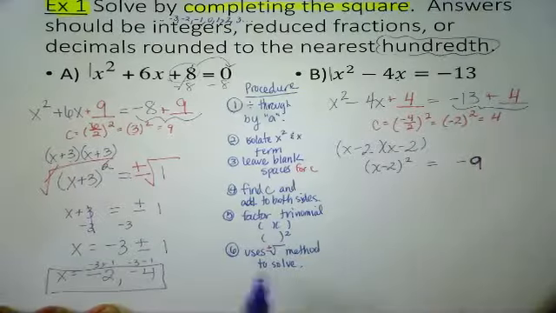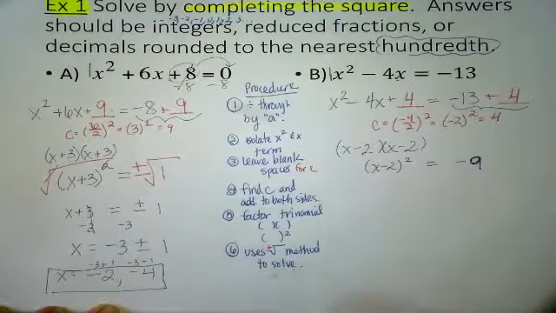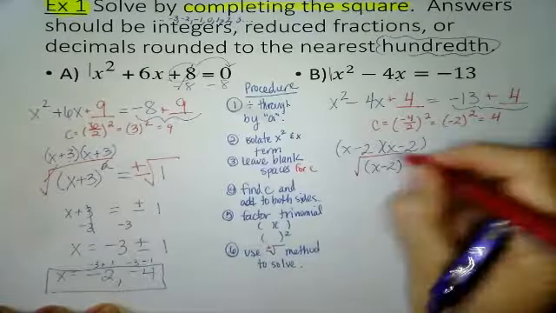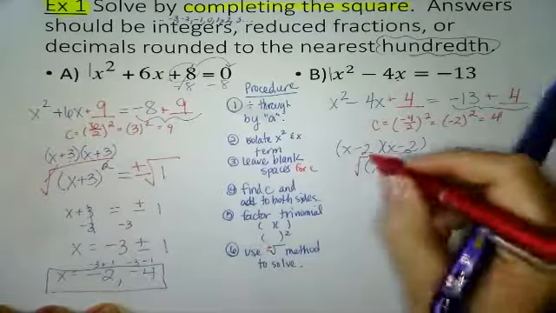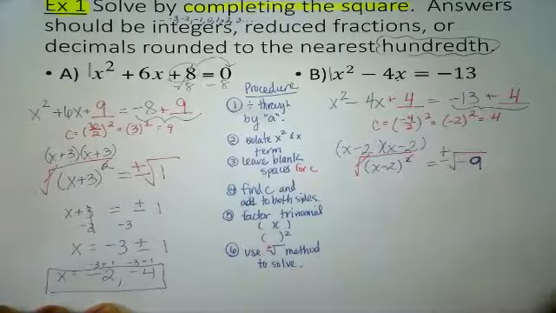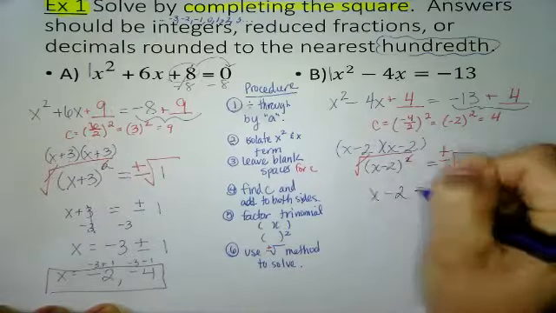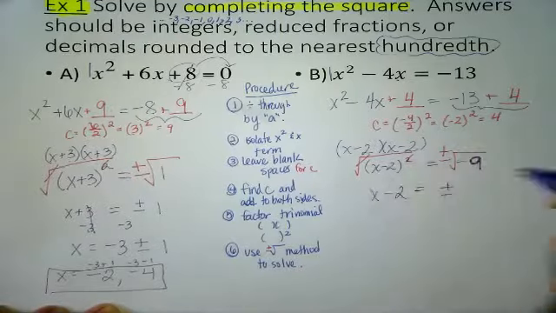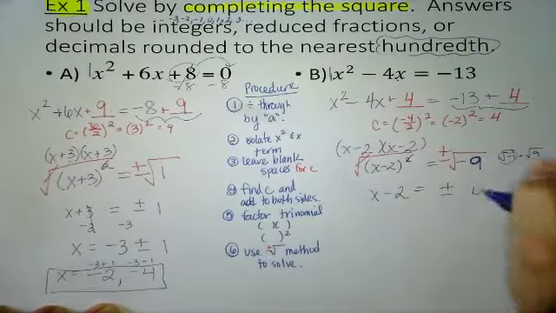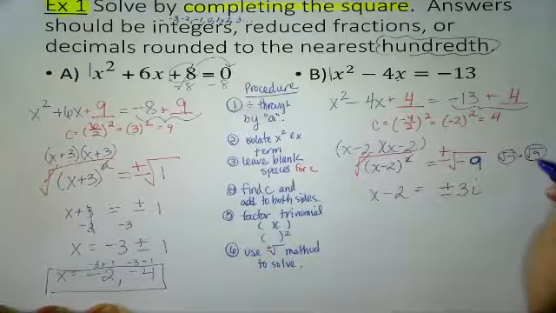Okay. Last thing, use the square root method to solve. So I'm going to go ahead now and take a square root of both sides. The square root and the square cancel out. Don't forget the plus or minus. So we get x minus 2 equals plus or minus. Now this is the square root of negative 1 times the square root of 9. Square root of negative 1 is i. Square root of 9 is 3. So we get 3 times i, or 3i.